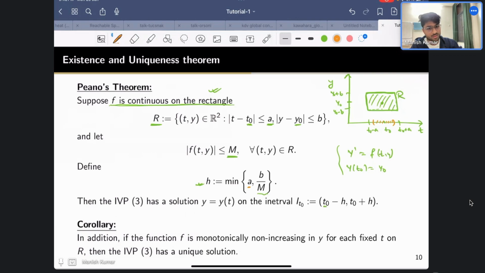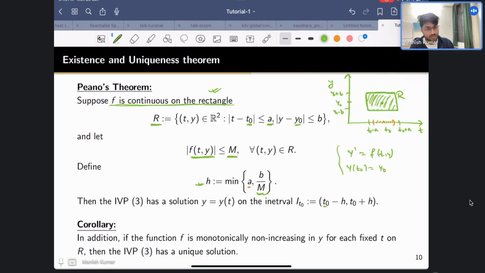Is it okay? What we are saying is that the function should be continuous in this rectangle, which is a neighborhood of t naught, y naught. The solution will exist if the function is continuous, and it will be given by some interval around t naught, which at most can be t naught minus a to t naught plus a. Otherwise it can be less than that as well, depending on what this function f is.